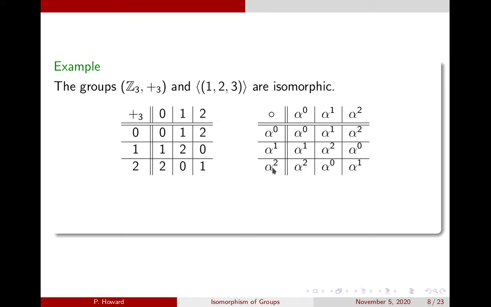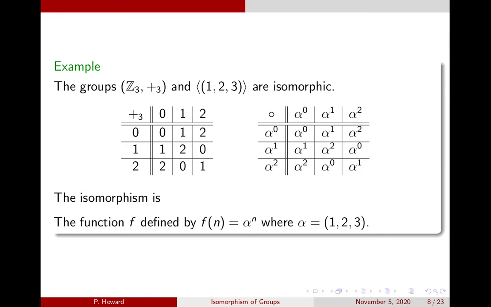alpha to the second. And so it looks like the function, the isomorphism, would be the function defined by f of n, where n is one of the numbers 0, 1, or 2. f of n is alpha to the n. This is an isomorphism, although at least for now we're not going to do any proof in this particular case. Although we will see several proofs later in the video.